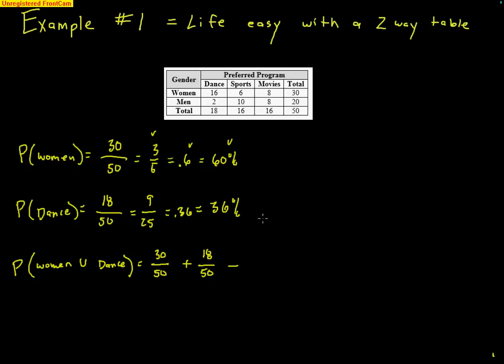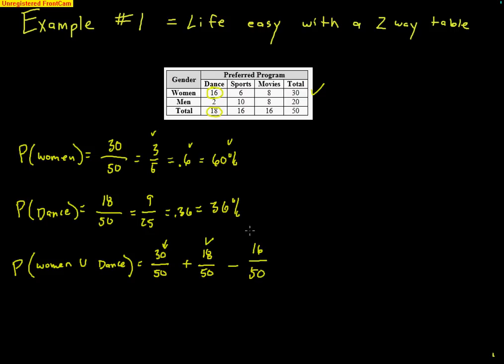Now, the reason why I have to subtract should make complete sense as of right now. Here's the issue. 16 girls like to dance. Those 16 girls were counted in these 30 girls, so they got counted here. And those 16 people also got counted here because they like to dance. So those 16 people got counted twice. They got counted because they were women, and they got counted because they like to dance. And that's the overlap. Those 16 girls who like to dance deserve to be counted, but they don't deserve to be counted twice. So that is why we must subtract away the probability of and.